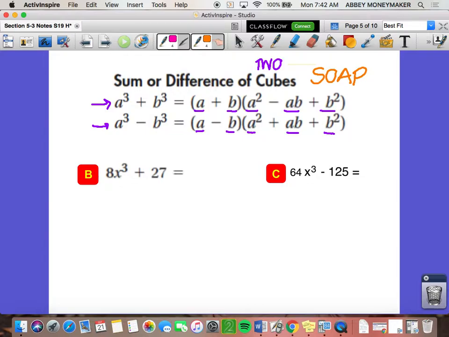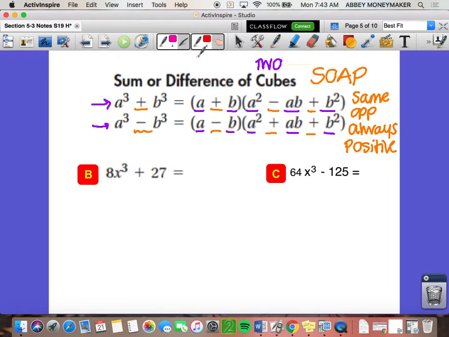SOAP stands for same, opposite, always positive. So the sign here from your original stays the same, and then it's the opposite, and then the last one is always positive. Same thing here. Same, opposite, always positive.